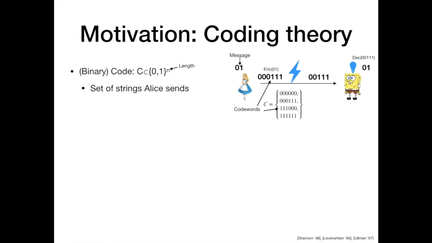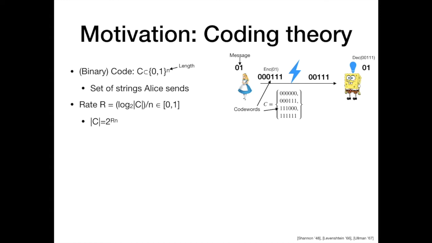So what properties would we want? Well, one thing we want is we want the code to have large rate. The rate, denoted R, is defined as log of the size of the set divided by n. So you can check it's always a number between 0 and 1. And another way to write it is the size of our code is 2 to the R times n.